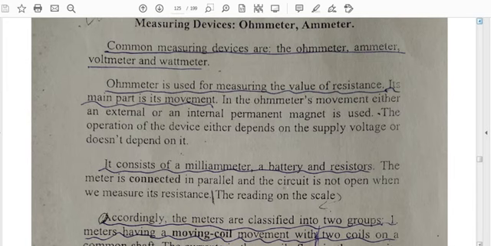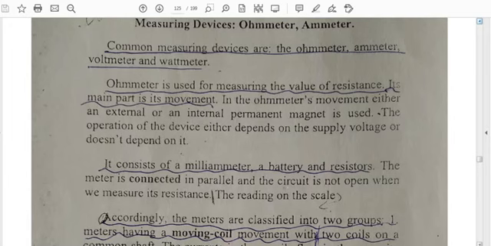In the ohmmeter's movement, either an external or an internal permanent magnet is used. The operation of the device either depends on the supply voltage or doesn't depend on it. It consists of a milliammeter, a battery, and resistors.